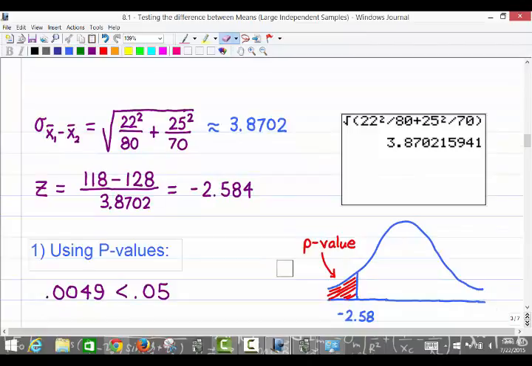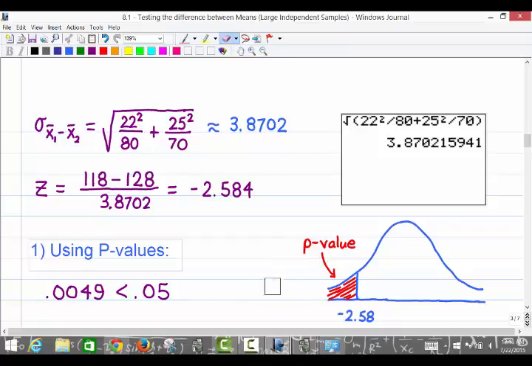And that will be negative 2.584. Now we're going to look at this two different ways. Of course, we have our p-value method that we've learned before, and we also have it using critical values.